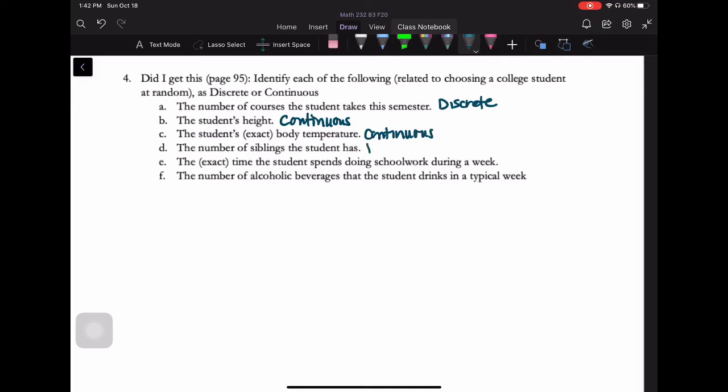The number of siblings is discrete. You have one, you have two, you have three, and half siblings, and I always get smart aleck answers, but half siblings are siblings. That counts as one whole. The exact time the student spends doing schoolwork a week is continuous. And the number of alcoholic beverages that the student drinks in a typical week is discrete. I'm not asking you for the number of 4-ounce glasses or whatever. It's just, did you drink one? Did you drink two? And whether you finished it or not, things like that aren't considered. We're not trying to make it hazy. It's just 1, 2, 3, and so on.